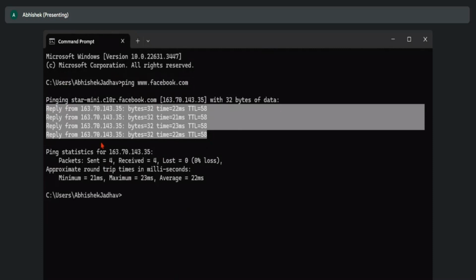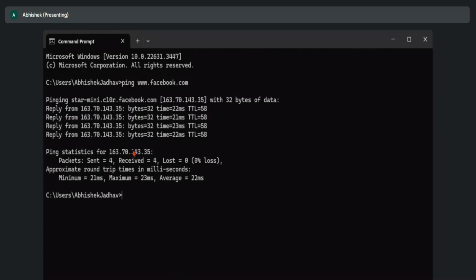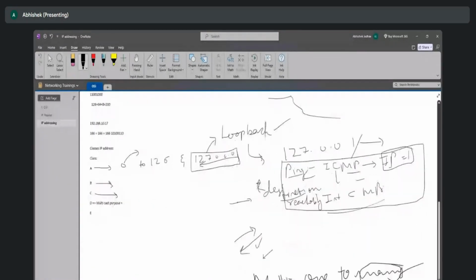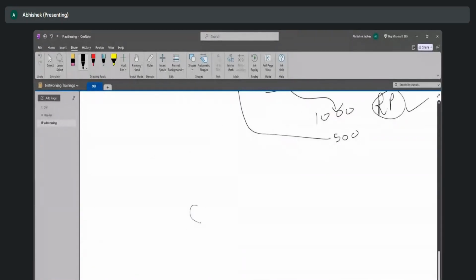So this is how ICMP works, right? And before that, actually, ICMP works in a different way as well. Let me just show you. Now, let's say there is one router here, one router here, one router here, and here is the router where facebook.com is hosted.